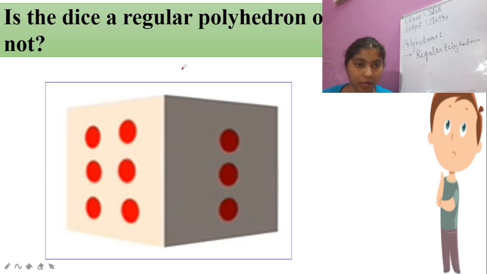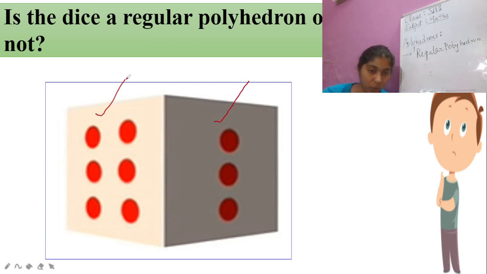Yes students, very good. As you said, in a regular polyhedron each face is similar or the same, right? So for a dice, whenever you consider it, it will have the same polygon on each face. You can see here a square, here also a square, and the top is also a square, the bottom and the left and right sides all have the same square shape, right? So we can say that yes, the dice is a regular polyhedron.